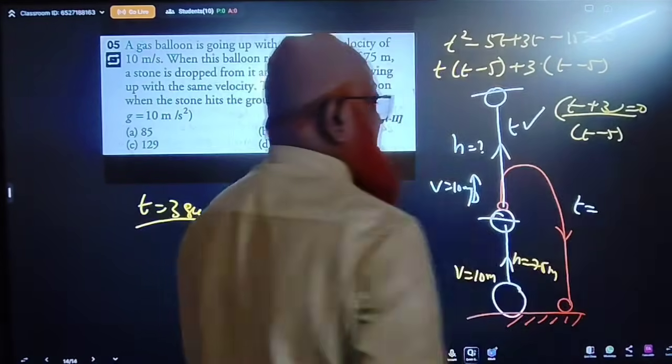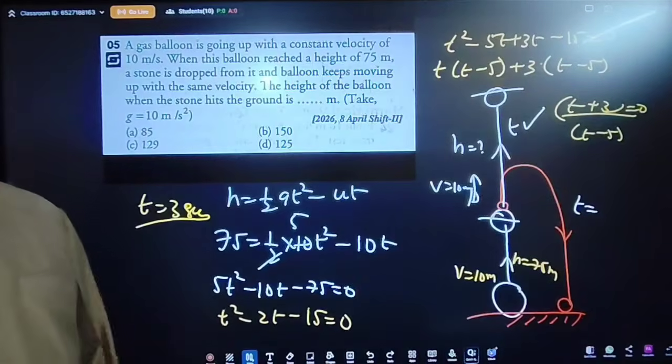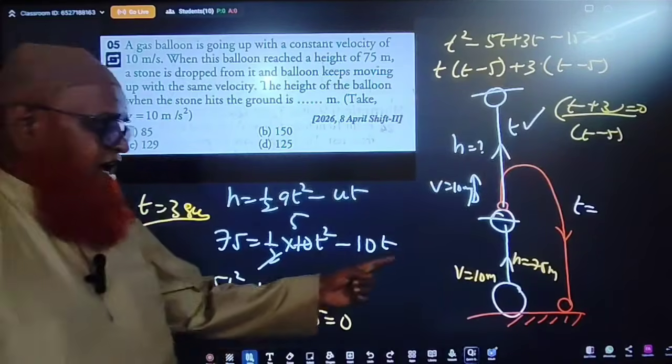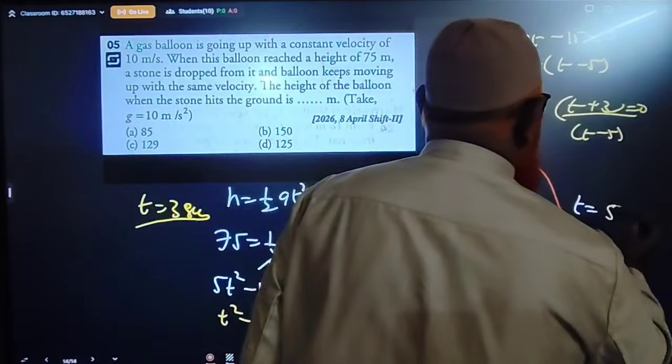Time will not be negative, because time is going to be minus 3, which is not valid because time cannot be negative. So t is equal to 5 seconds. So time taken by the stone to reach the ground is 5 seconds.